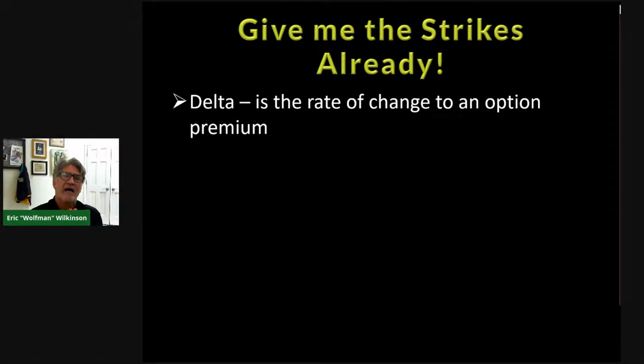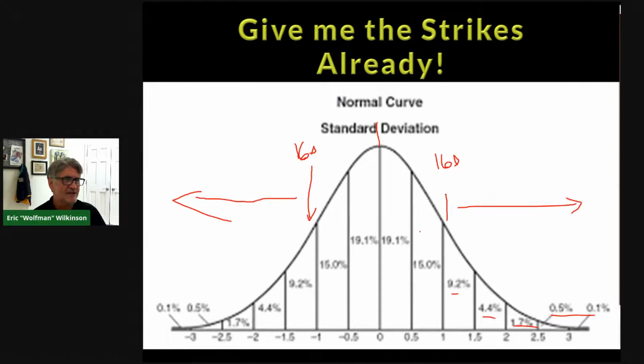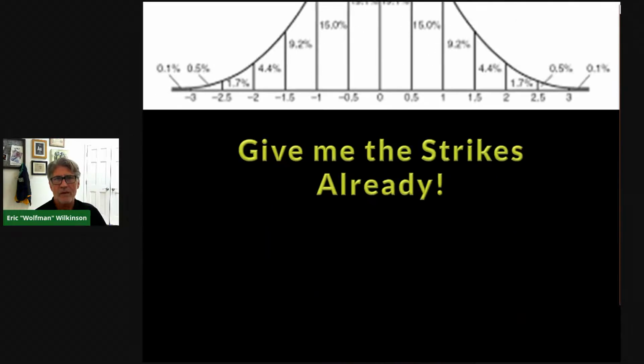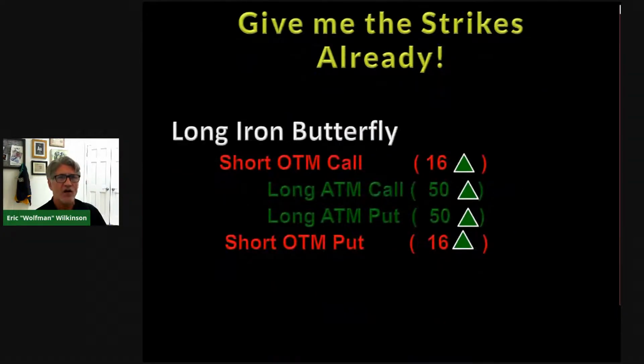But what I want you guys to know is that delta is the probabilities. We talked about this in the last slide. The standard deviation curve is the same thing as our probabilities. Standard deviations are probabilities. Delta is probabilities. So we say that delta is just data. On the floor, a 16 delta is a 16% chance of being 1 penny in the money at expiration.